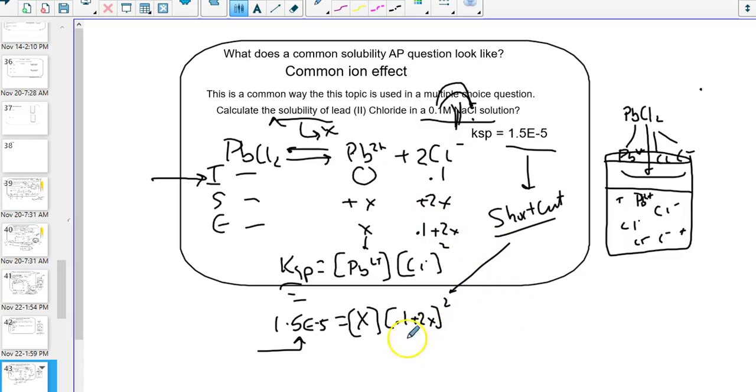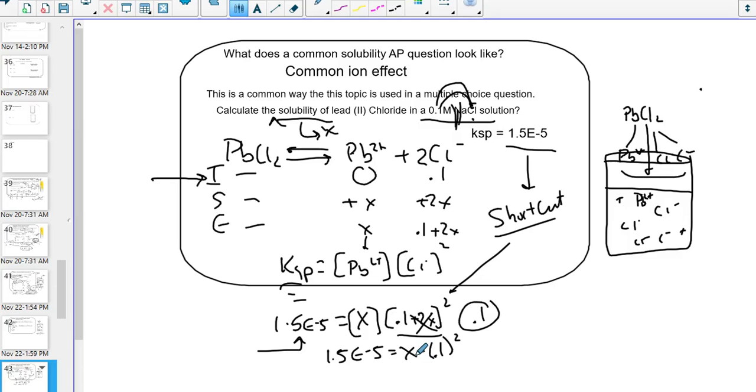So what we're going to do is basically say mathematically that the 0.1 plus 2x is just really, really close to just 0.1. And we're not going to get a big difference here. So let's go ahead and do this. It's going to be 1.5 e to the negative fifth equals x times 0.1. I'm going to get rid of that guy. And now it becomes much easier. I do have to square the 0.1 because it's part of that right there. And take a quick moment, calculate out.